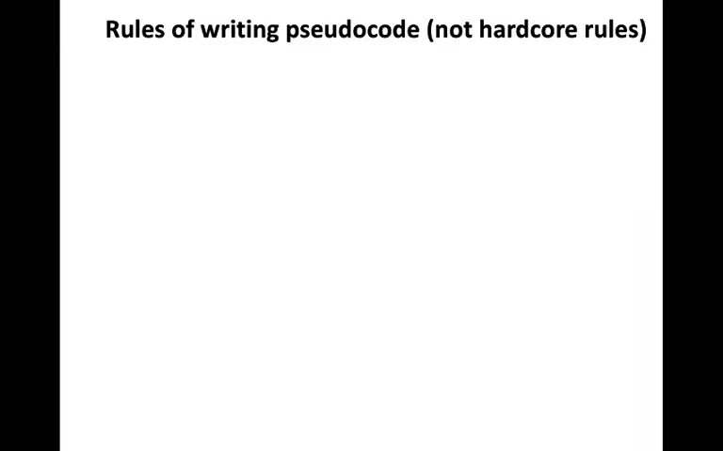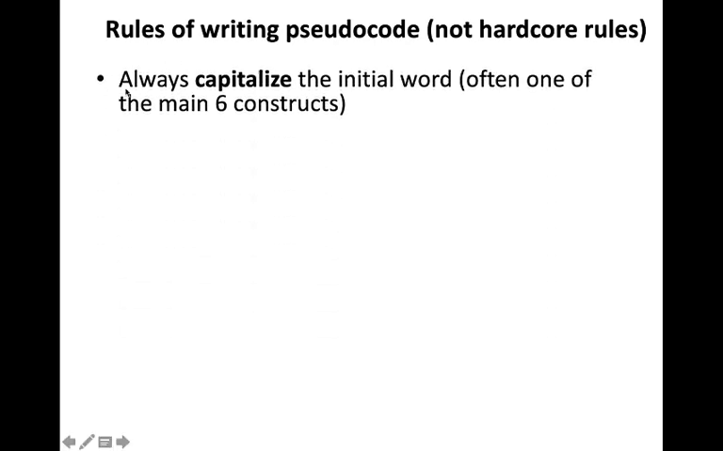Then there are some rules for writing the pseudocode. One is always capitalize the initial word. Often one of the main 6 constructs will be the first word. If that is not the case, you should capitalize the initial word. The first word should be capitalized. This is not a hardcore rule. You may or may not follow all these things.